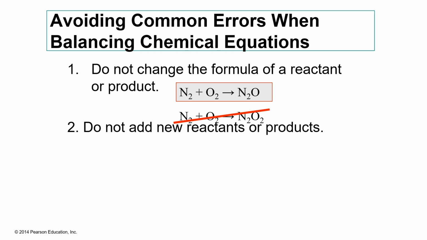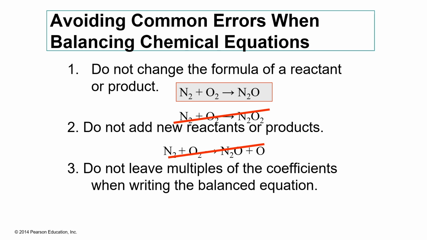Another error is you cannot add new reactants or products. So in the above case, you might be tempted to say, well, why don't we just put an extra atom of oxygen there on the product side, and that way we have 2 oxygens just like on the left side. You cannot put in reactants and products that are not part of the reaction.